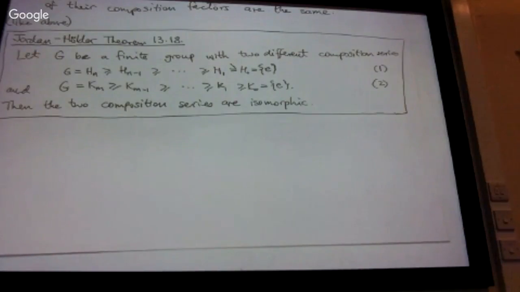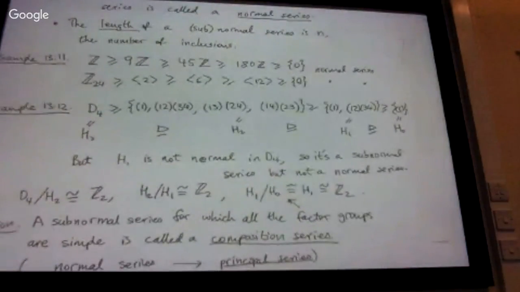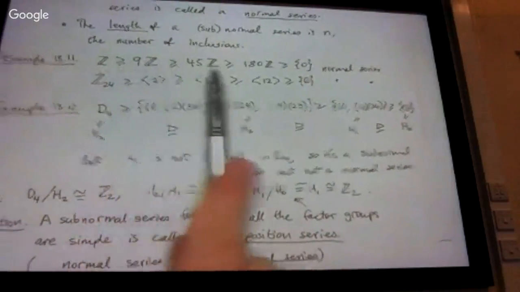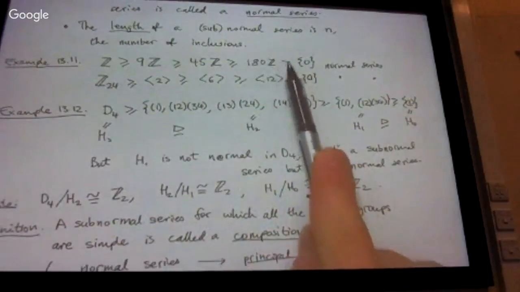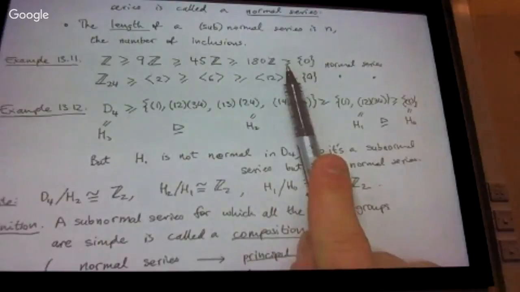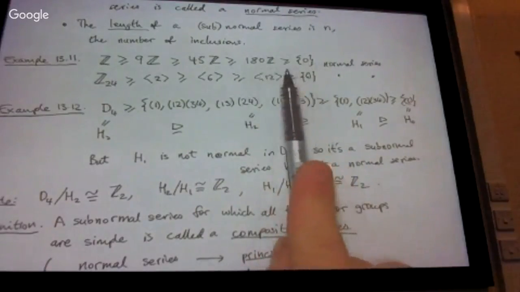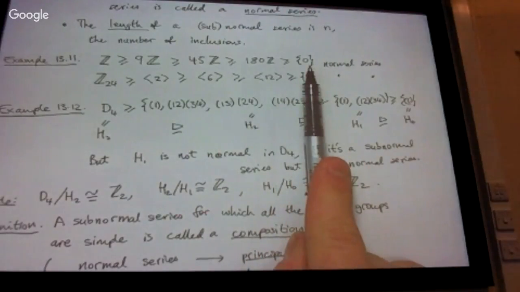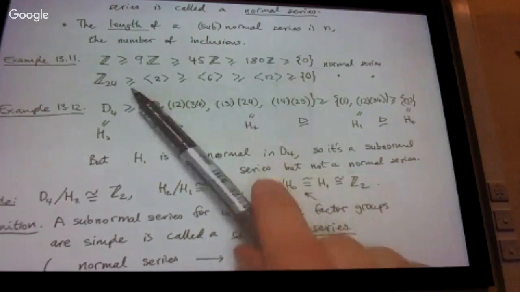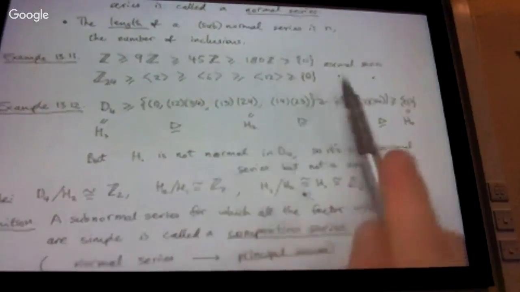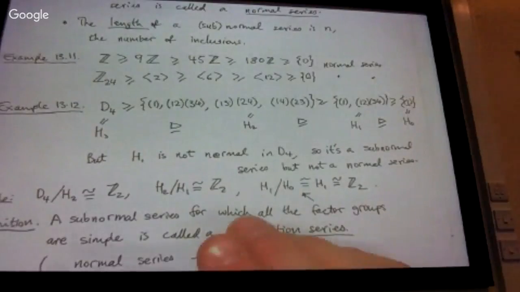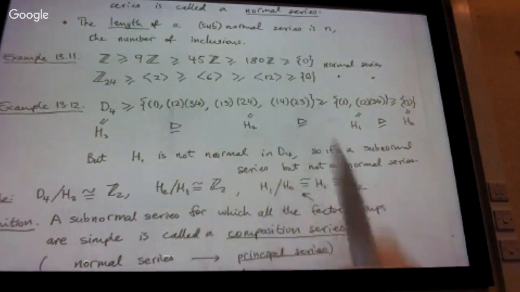But Z doesn't have one. When you look at Z, you can always insert something. Between 180Z and this, you can do 360Z. Between 360Z and that, you can do 720Z and so on. So you can never make a maximal one. No ways to refine it. That's the thing that's good.